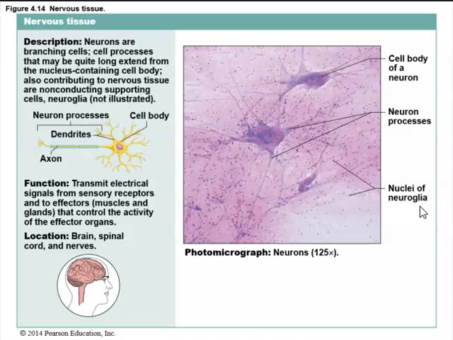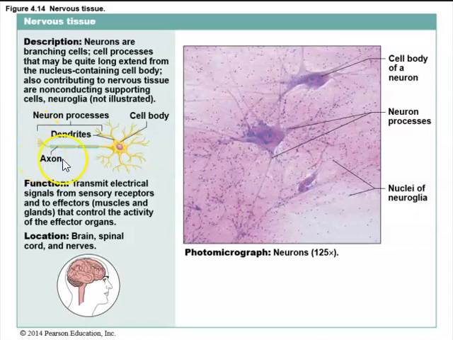So if we look at the anatomy of the neuron, we know that the neuron will have a cell body, and then it will have little branches coming off the cell body called the dendrites. Dendrites actually receive messages from other neurons. And then neurons usually have one long axon where they can generate impulses and then move that impulse along the axon so that it can be transmitted to another neuron.